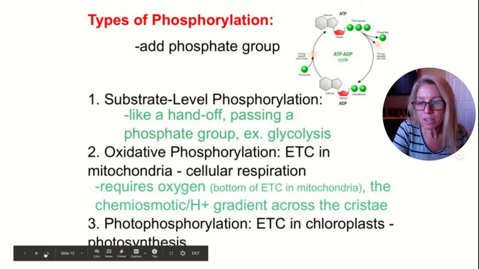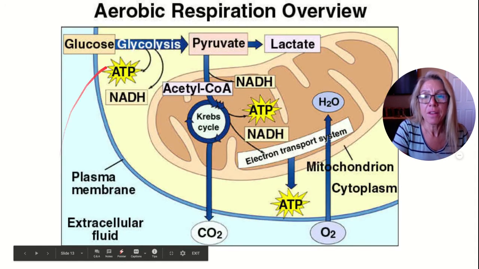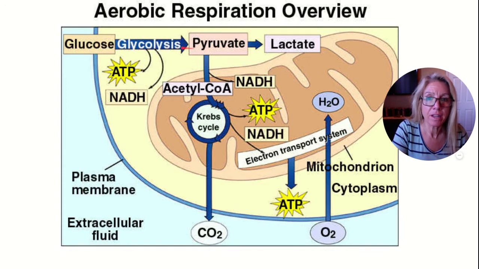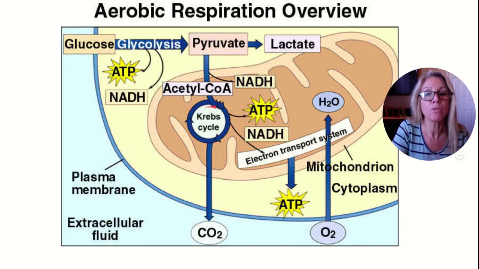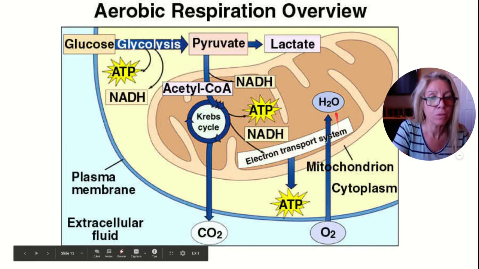All right, so take a look right here. This type of phosphorylation that you see right here in glycolysis, that's your first one. That's substrate level phosphorylation. This type of phosphorylation you see in the Krebs cycle is also substrate level phosphorylation. The one I just talked to you about is oxidative phosphorylation, where oxygen is a part of the process to make your ATP.